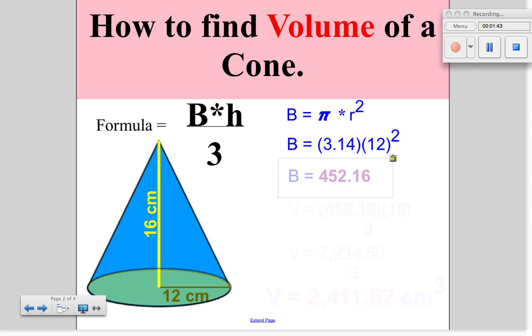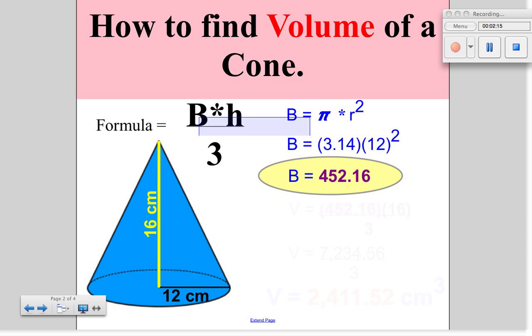3.14 times 12 squared comes out to be an area of 452.16. So the area of this base right down here is 452.16. Go ahead and take those notes here. Mr. Anderson will not pause it today. But remember, the notes you should have is the formula.